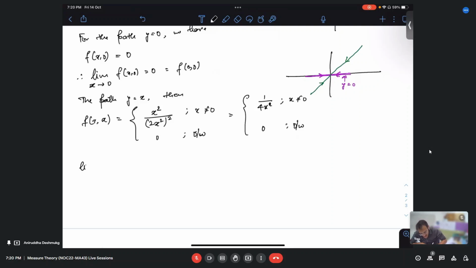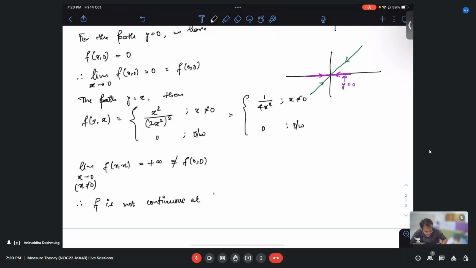So in this case, the limit as x goes to 0 of f of xx, with x non-zero, is plus infinity, because as x goes to 0, 1 over x square shoots up, and which is not f of 0, 0. Therefore, f is not continuous at xy equal to 0, 0.